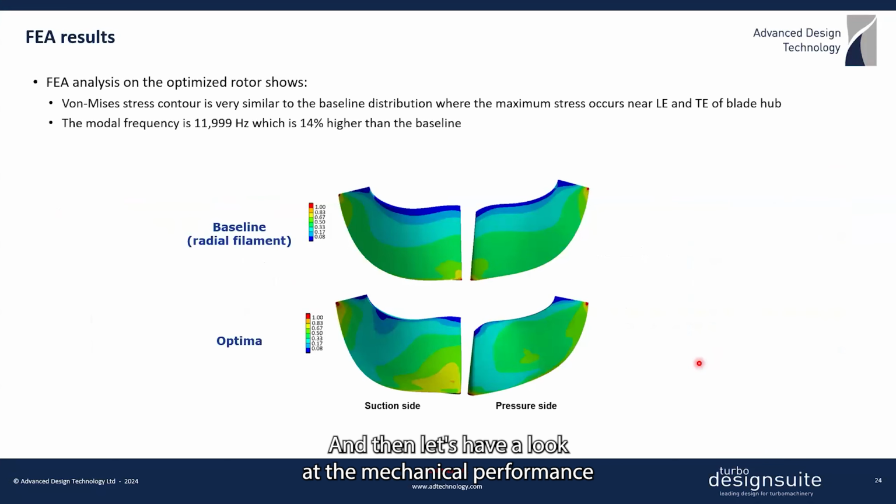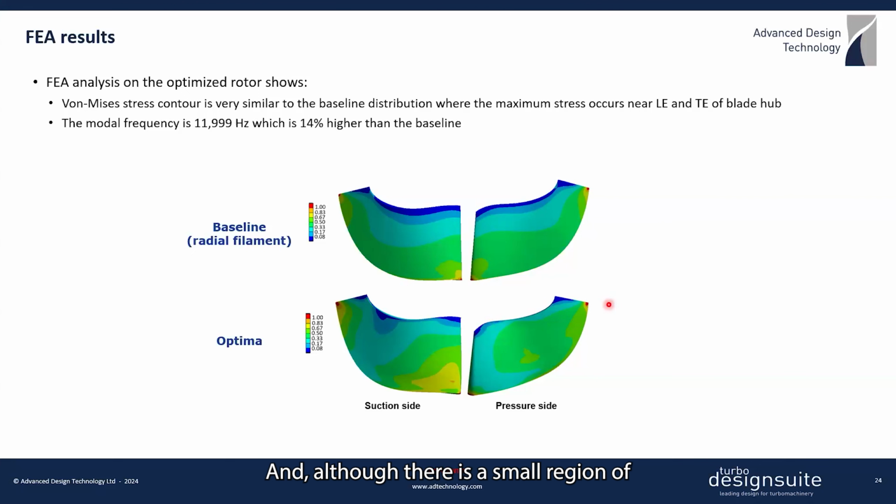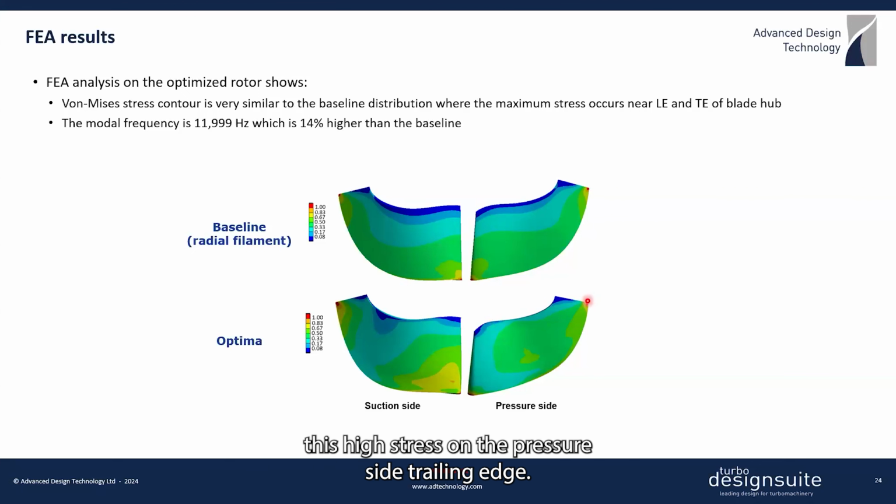And then let's have a look at the mechanical performance of the optimized rotor. And as we can see here, an FEA analysis provides sort of final confirmation that the peak stress in the optimized rotor is contained well within the yield strength of the material. And in fact, it's quite similar to what we had with the baseline rotor, which was radial filament, of course. And although there is a small region of high stress on the pressure side trailing edge, this is mainly caused by lack of modeling the fillet.